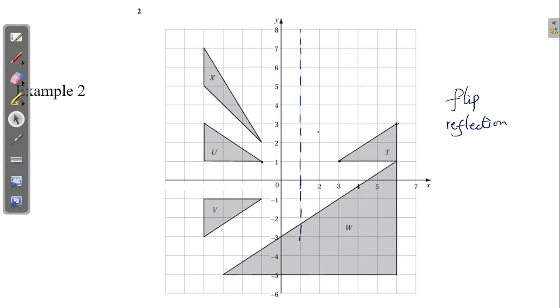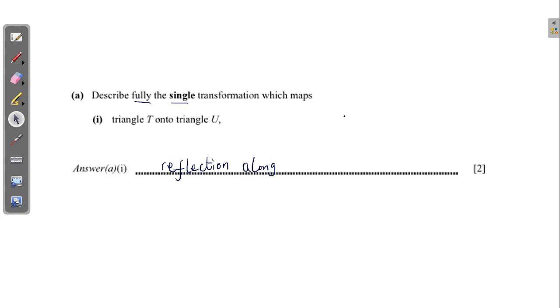This is correct. So the equation of this line, this is a vertical line, okay, is on the x-axis. So the equation of this line is x equal to what? What number is here? 1. x equal to 1, okay. So this is the equation of the mirror line. So I just write reflection along the line x equal to 1. So this gives us the complete 2 marks. This is 1 mark, this is another 1 mark.